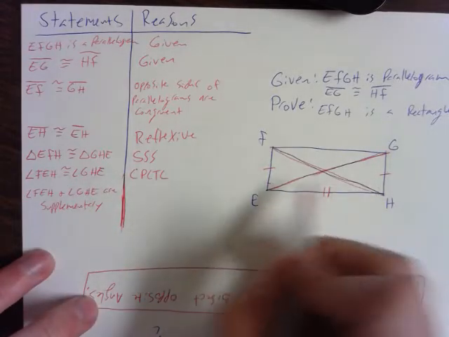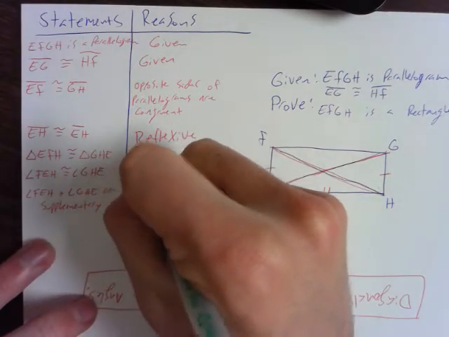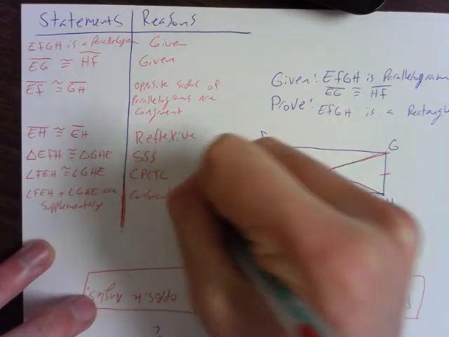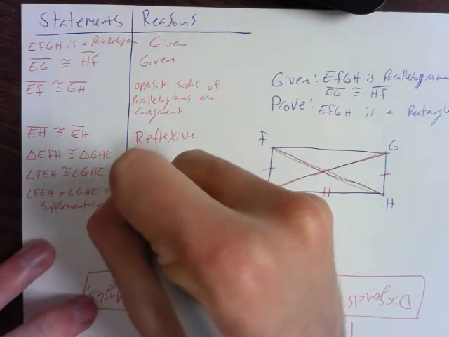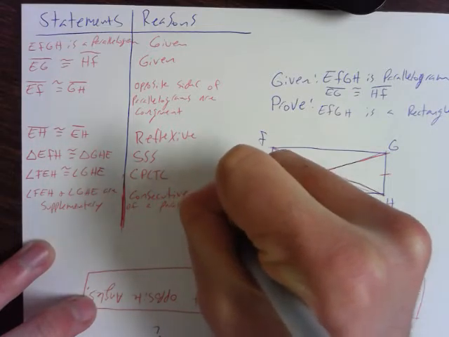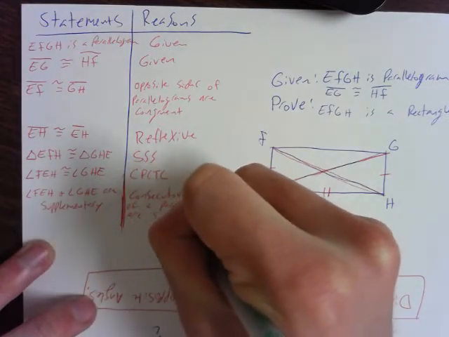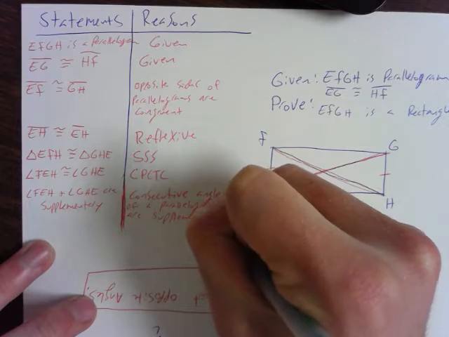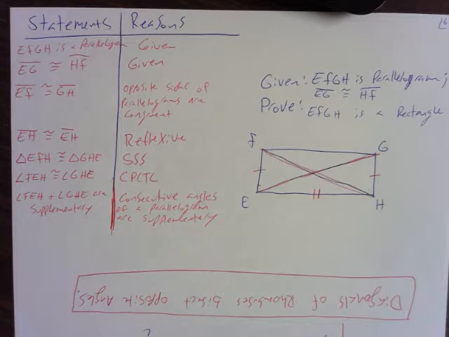Okay, so my reasoning behind this statement of those two being supplementary is that consecutive angles of a parallelogram are supplementary. So that's a new one that we need to really remember. That's very important. So consecutive angles in a parallelogram, they are supplementary, which means they're going to add up to 180 degrees.